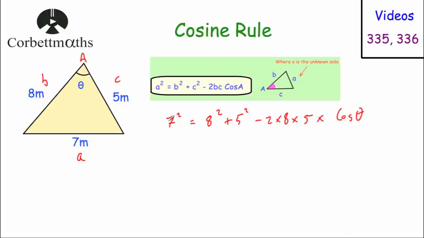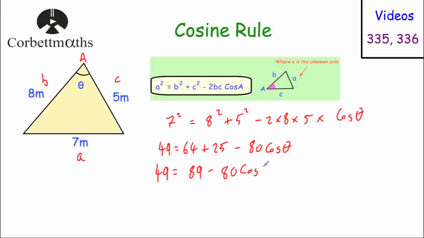So let's work this out. So we've got 7 squared is 49 equals 8 squared is 64 plus 5 squared, which is 25. Then we've got minus 2 times 8 times 5 times cos beta. Well, 2 times 5 is equal to 10 times 8 is 80. And so that's 80 cos beta, multiplying the numbers in front of the cos beta together and then just putting the cos beta after it. So let's simplify this. So we've got 64 plus 25, that's going to be 89. So we've got 49 equals 89 minus 80 cos beta.